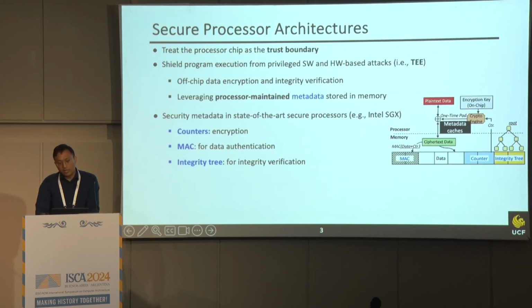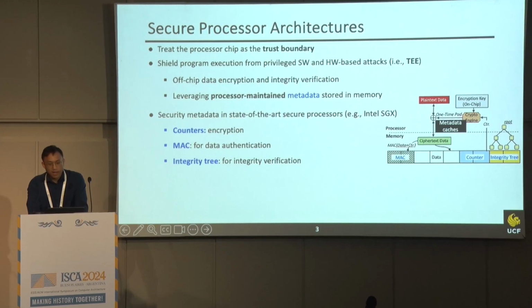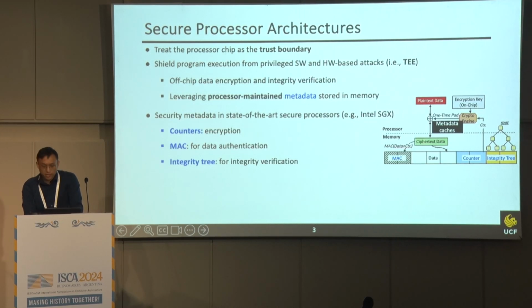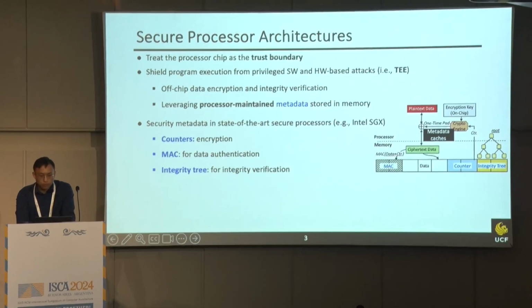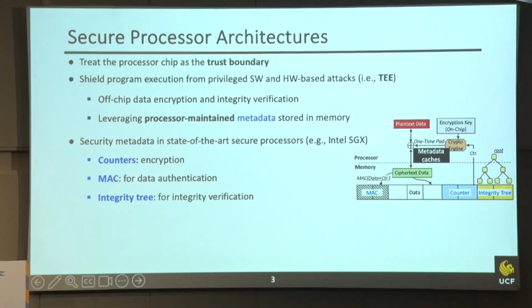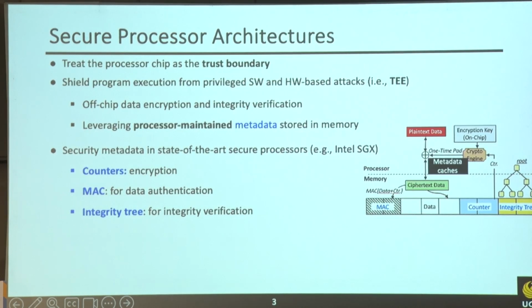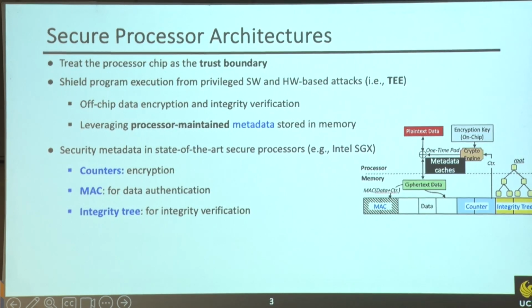Particularly, we look at one important security mechanism called secure processor that has been studied for more than 2 decades now. Secure processor, in a nutshell, treats the processor chip as a trust boundary and offers to shield program execution from compromises by both previous software and hardware-based attacks, also known as TEE these days. This is done typically through off-chip data encryption and integrity verification using processor-maintained metadata stored in memory.